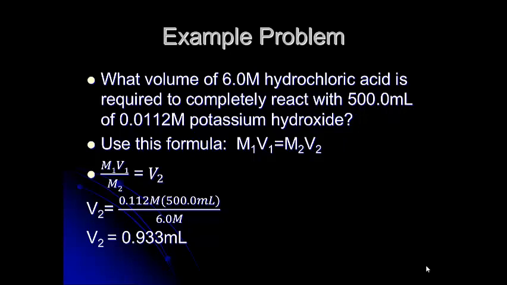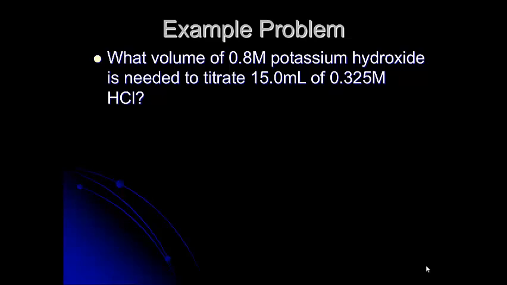Let's try another example. In this problem, we're being asked to find what volume of 0.8 molar potassium hydroxide is needed to titrate 15 milliliters of 0.325 molar HCl. And again, we're going to use our same formula, M1V1 equals M2V2. If we go ahead and label that first volume, the one we're trying to find, as V1, then our molarity, 0.8 molar, would be M1. And then it's asking us to titrate 15 milliliters, that would be V2, of 0.325 molar, which would be M2.